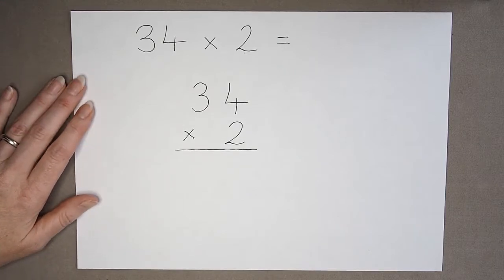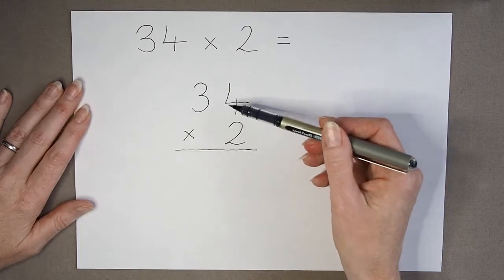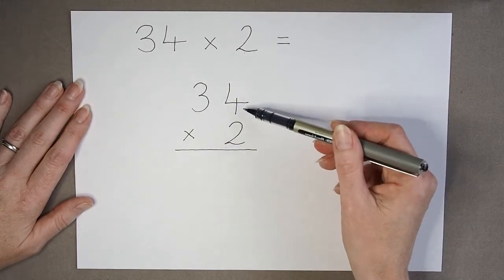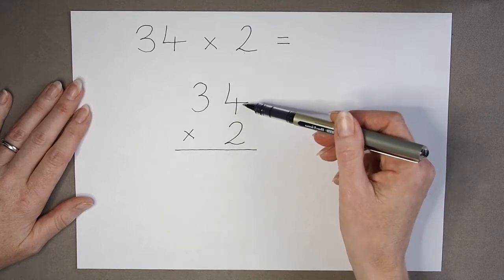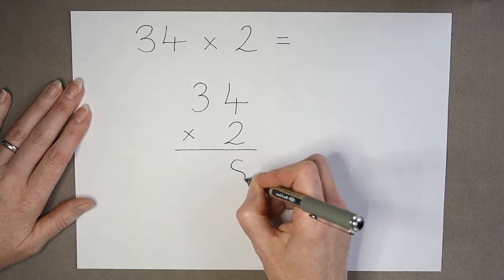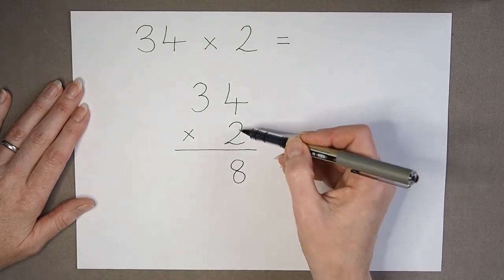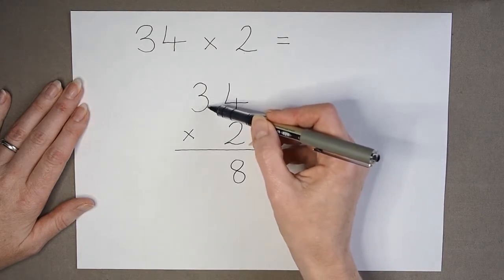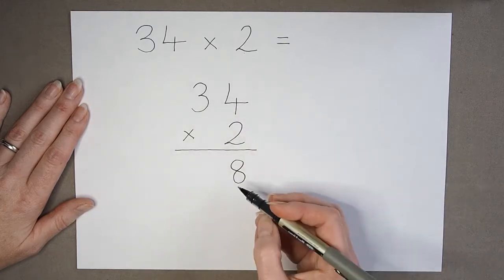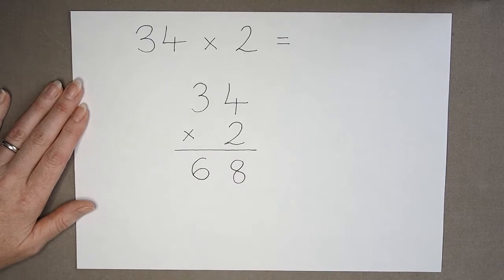And to work this out, what we do is we need to multiply both of these digits by the 2. And we start with the units first. So we say 2 multiplied by 4 is 8, and we can write 8 in our units column. And then we say 2 multiplied by 3, which is in our tens column. 2 multiplied by 3 is 6. And that's in our tens column.